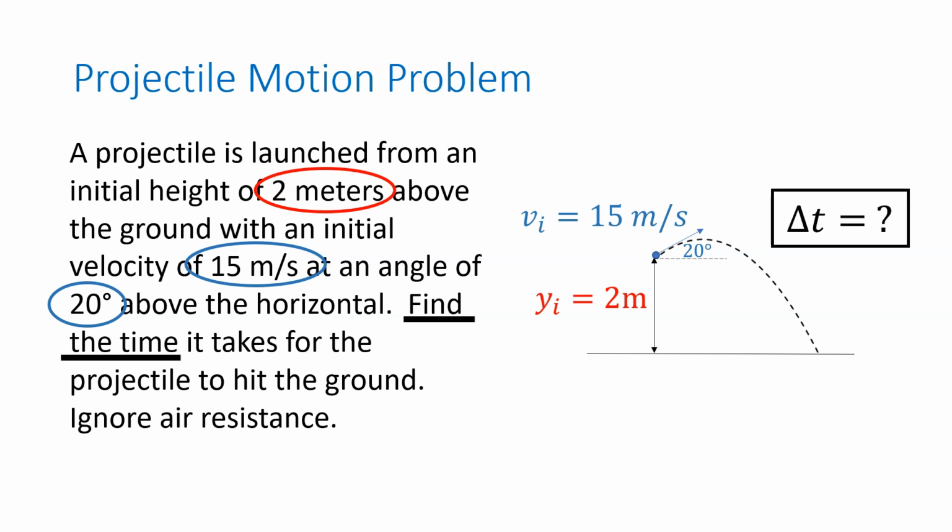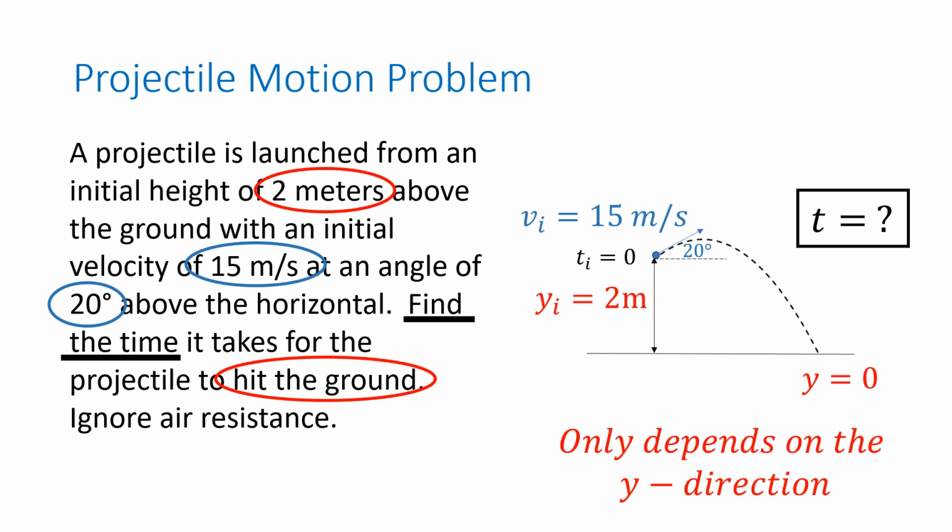This time is delta t, the change in time. But if we make the initial time at launch ti equal to 0, then we can replace delta t with the final time, t. It hits the ground, which means that the final height is y equals 0. We also notice that the time in the air only depends on motion in the y direction.